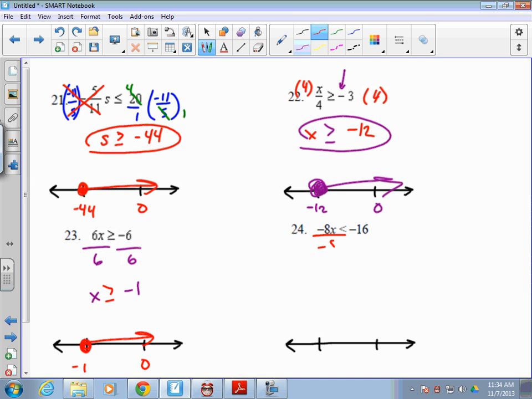Divide by negative 8. Do it over here too. Negative divided by negative is a positive 2. So you have x and you have positive 2. This time, however, you did divide by a negative number on both sides. So less than is going to become greater than. X is greater than 2. Positive 2 is here. Not or equal to, so it's an open bubble, and greater than is everything to the right.